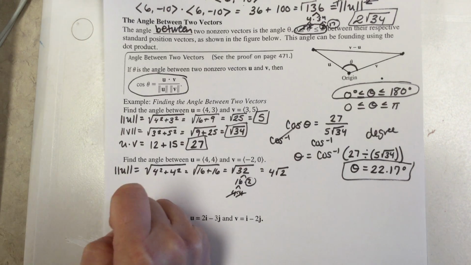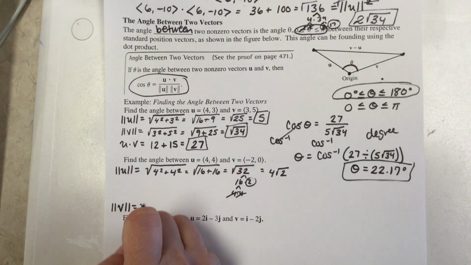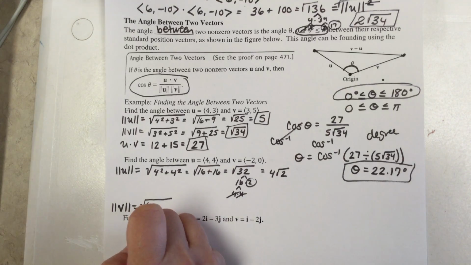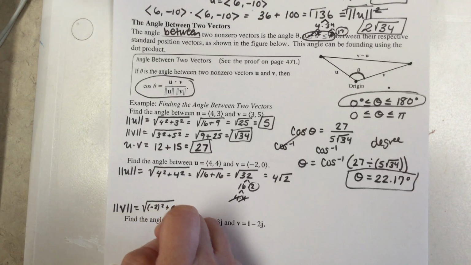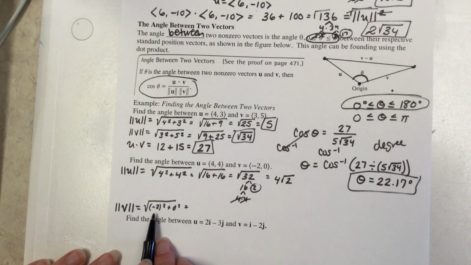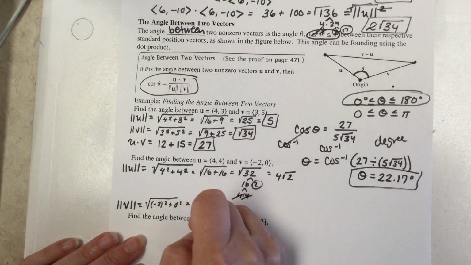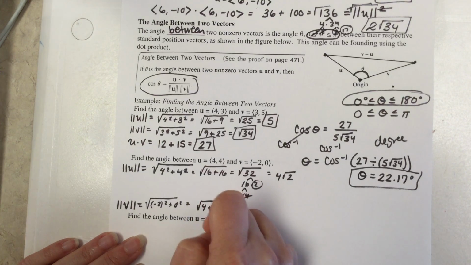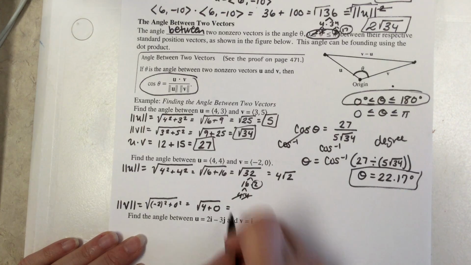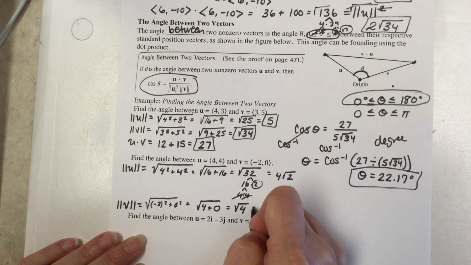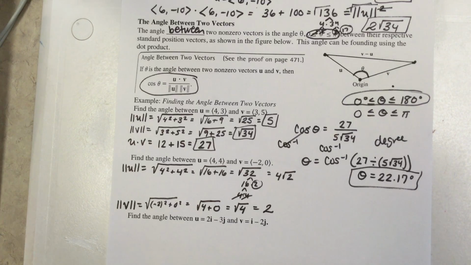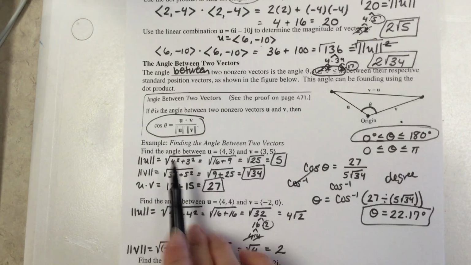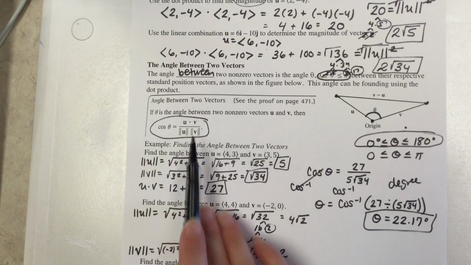Now, let's find the magnitude of V. Again, it's in that component form. So negative 2 squared plus 0 squared. Negative 2 squared is 4, plus 0 squared is 0. 4 plus 0 is 4. The square root of 4 is 2. So now I know the 2 elements needed in the denominator.